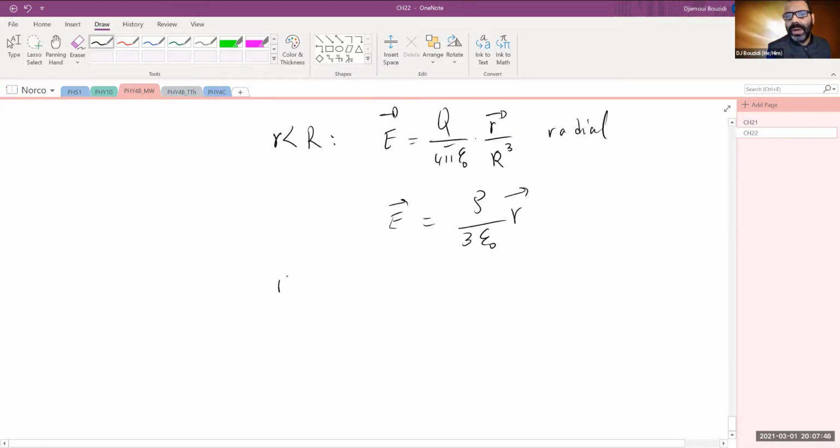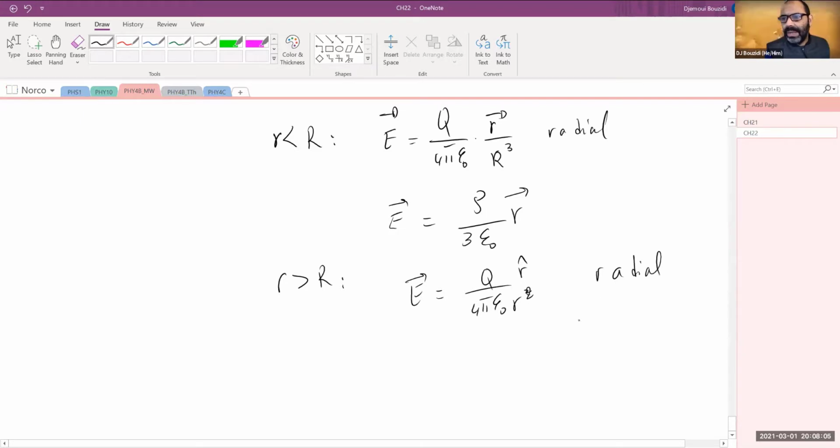For the outside, when r is greater than R, it's equal to, again restoring the vector, Q over 4 pi epsilon naught times r squared times r hat, because I'm putting the vector back. It's still radial, and this is outside, okay? Sometimes the unit vector r hat is written as the ratio of the vector divided by its length. It's the same thing, because the r vector is its magnitude times its direction, and this is the radial direction, okay?